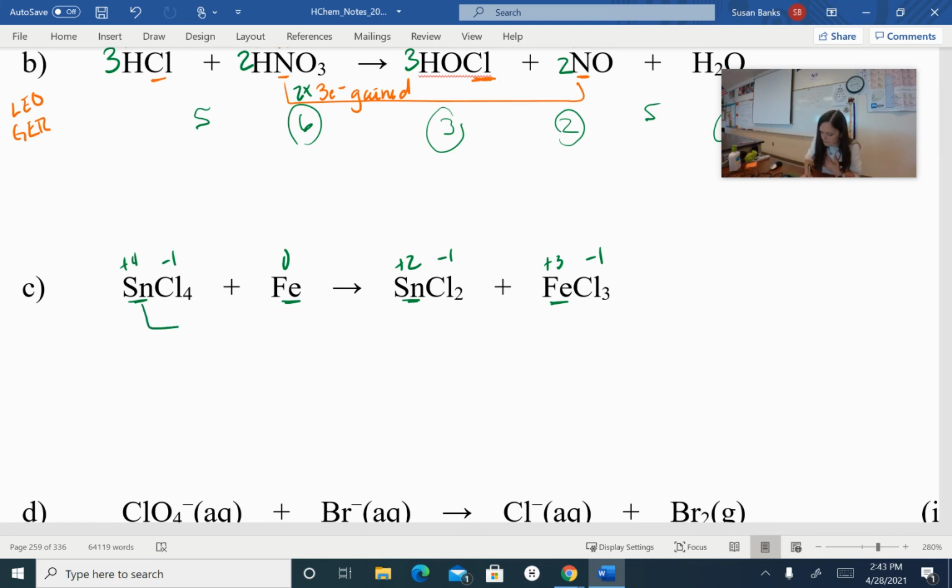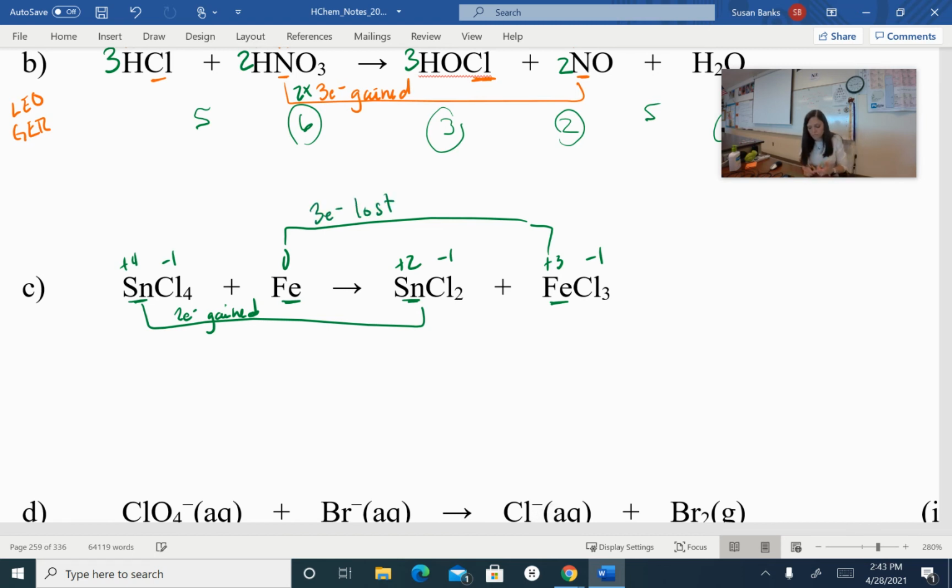Okay, so now we're going to look at the electrons coming and going. So with tin, how do I go from a +4 to a +2? I have to gain 2 electrons. Okay, so tin is being reduced. And iron, how do I go from a 0 to a +3? I lose 3 electrons.